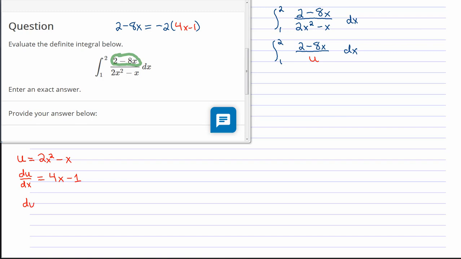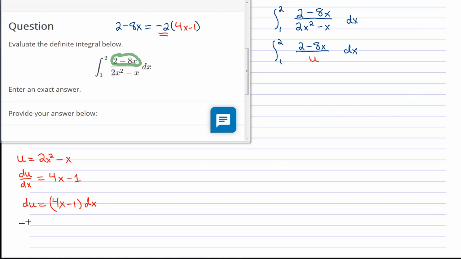So what I've got now is du is equal to (4x minus 1) multiplied by dx. And now, using this little scratch work that we did up here, I've got an idea: I think I'm going to multiply both sides of this equation by a -2. You might say, why the heck are you going to do that? Well, trust me, and let's see what happens.